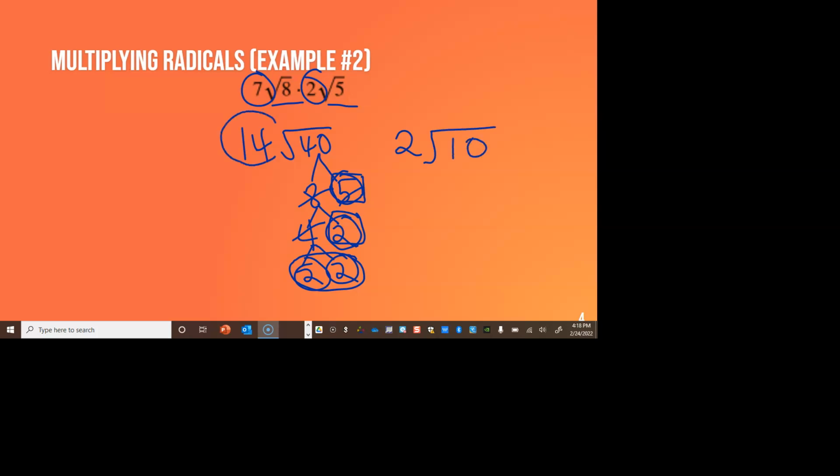Now we already had 14 there. So we're going to multiply these two, because those two are whole numbers outside a radical. That's going to be 14 times 2, which is 28. And then we're going to write radical 10. 10 is already simplified. You cannot simplify this anymore because it's just 5 and 2. It's just not enough pairs. So now this is the answer. You do want to check what's inside the radical and make sure it's in simplest form.